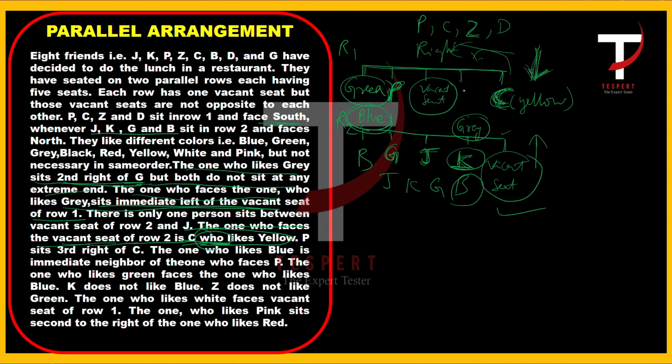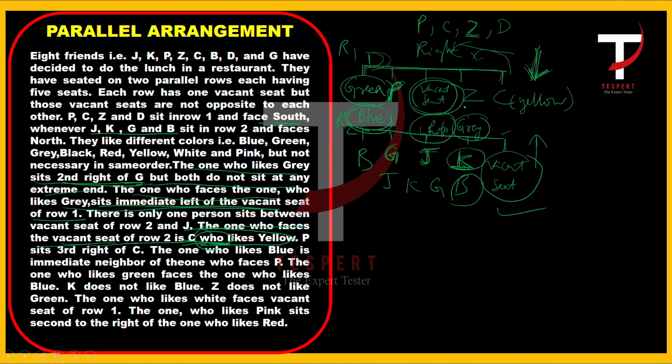And what is remaining? C is filled, Z is filled, P is filled, and this one must be D. This one is D. And the one who likes white faces vacant seat of row 1. So where is vacant seat of row 1? This is vacant seat, right? So the one who likes white faces vacant seat of row 1. So J must like white color.